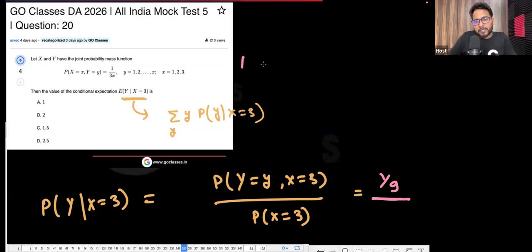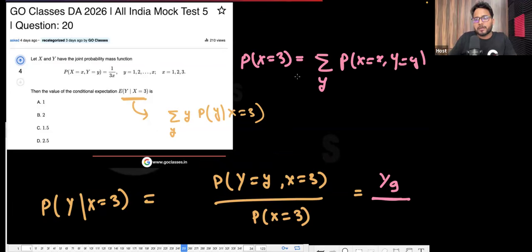So what is the probability of x equal to 3? You have to sum over all the possible values of y in this joint distribution, which is x equal to x, comma, y equal to y. Now y values are running till x, right? Which means it will be running from 1 to whatever is the x, which is 3, right? So the summation of y equal to 1 to 3 on this joint distribution is 1 upon 3x, right?